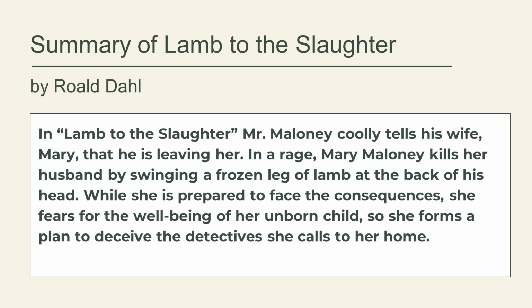And in it, Mr. Maloney coolly tells his wife, Mary, that he is leaving her. In a rage, Mary Maloney kills her husband by swinging a frozen leg of lamb at the back of his head. While she is prepared to face the consequences, she fears for the well-being of her unborn child. So, she forms a plan to deceive the detectives she calls to her home.